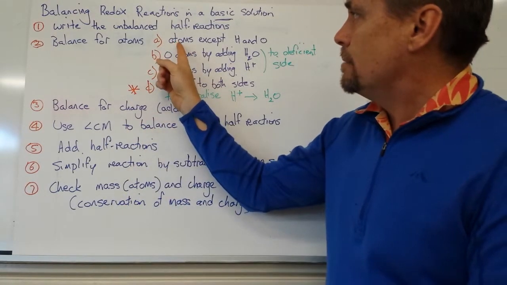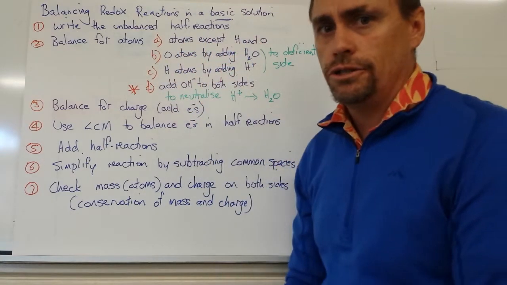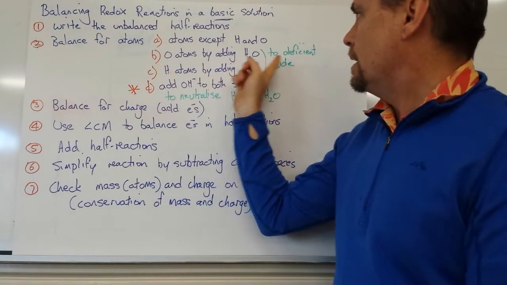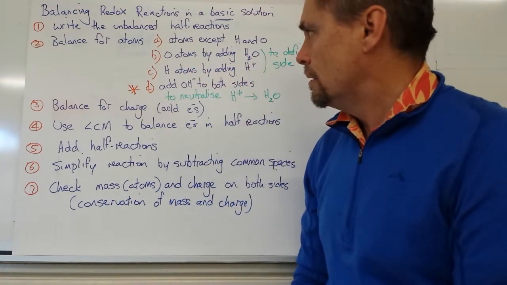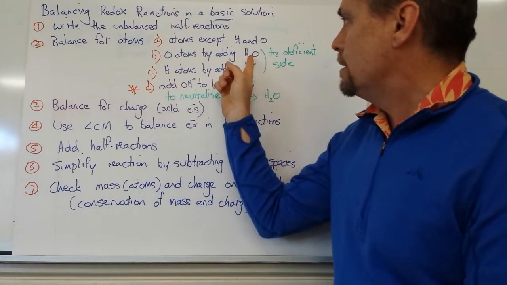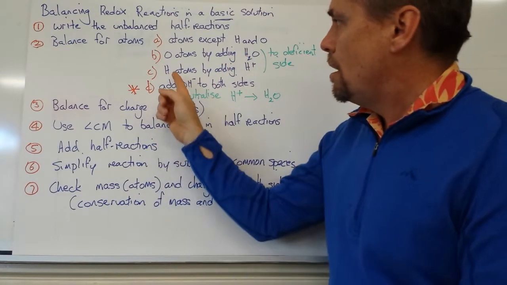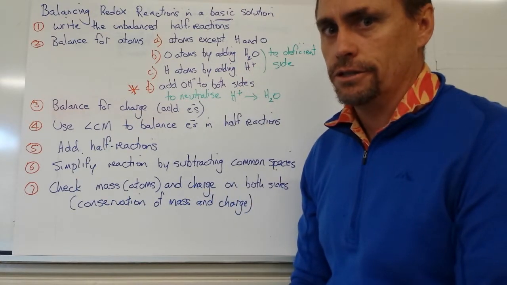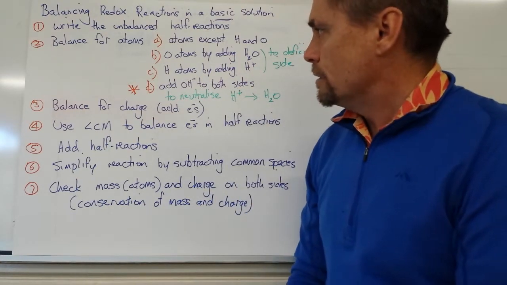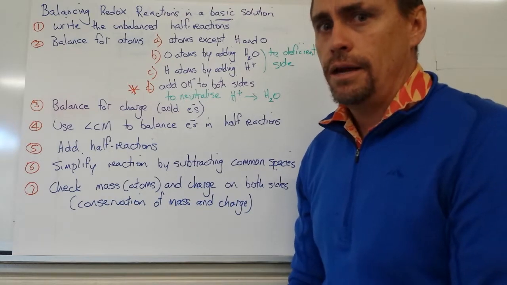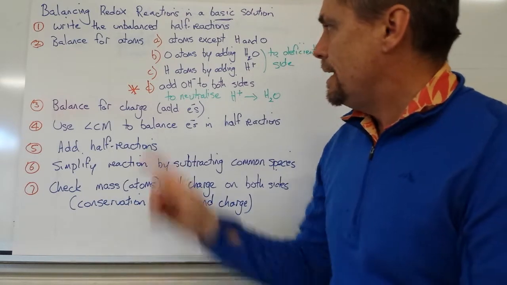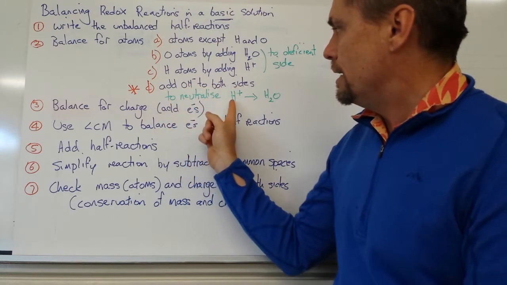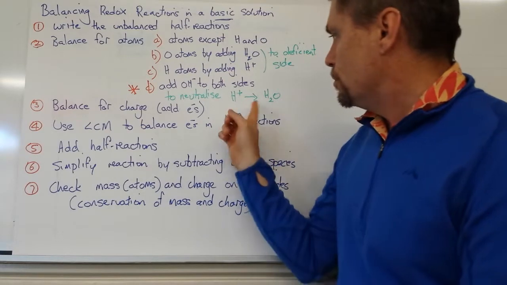We balance the atoms except for hydrogen and oxygen, first of all. We then balance the oxygen by adding water to the deficient side. We then balance the newly created hydrogen atoms by adding hydrogen ions on the opposite side, which will also be a deficient side. Our fourth step, which differs from our neutral or acidic solutions, is that we must add hydroxide ions to both sides to neutralise the hydrogen ions and produce water.